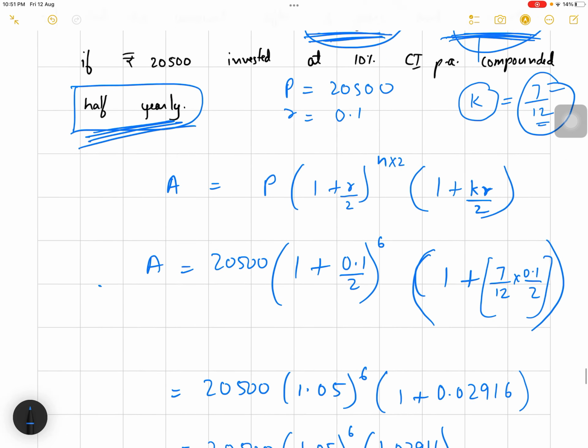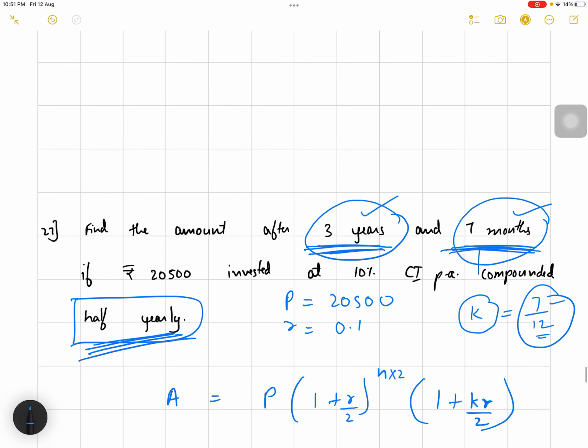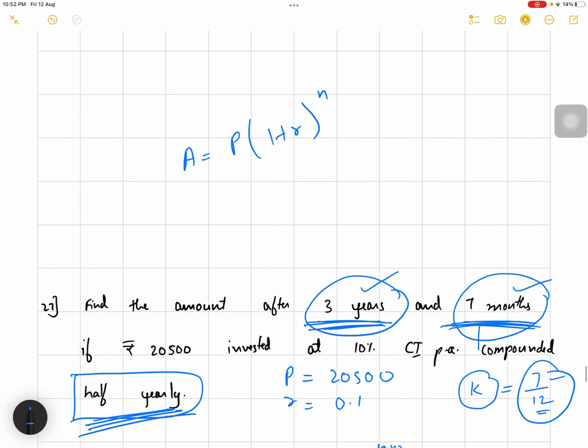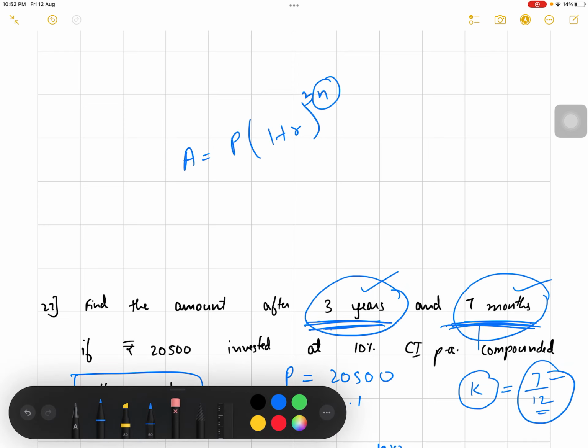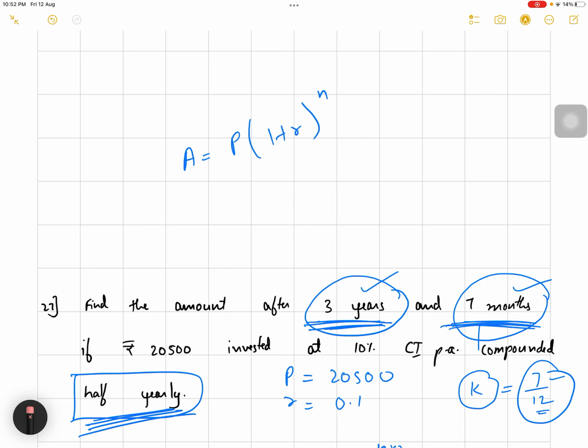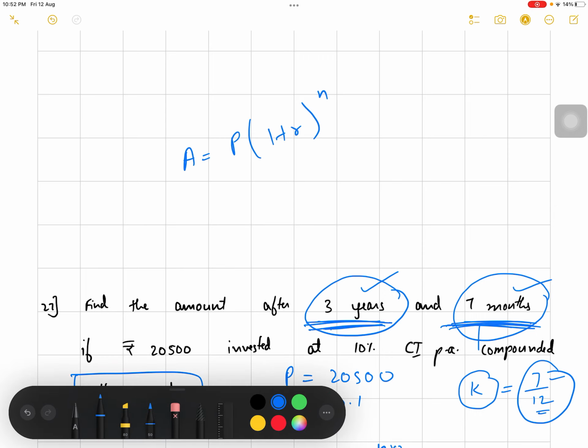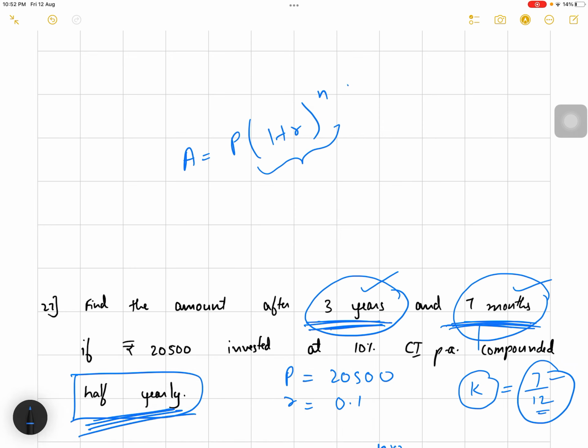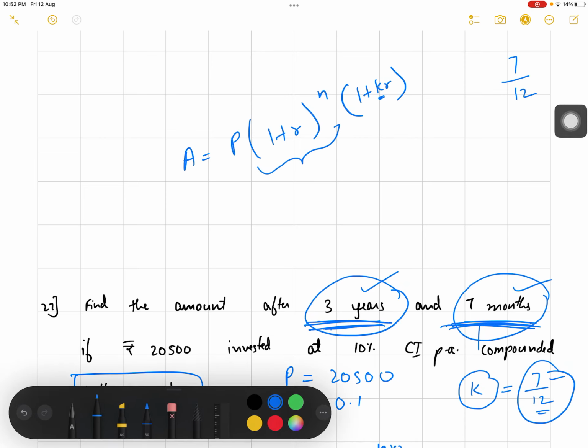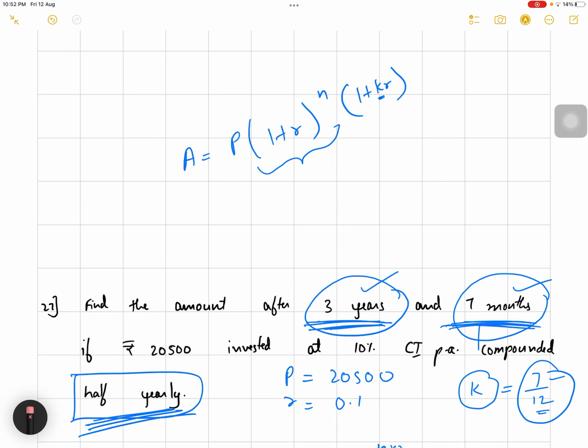Now when it comes to compound interest, I'll just repeat the formula again. A is equal to P into 1 plus R raised to n. Raised to n means number of years, right? If number of years is 2, you will do raised to 2. If it is 3, then raised to 3. But in this question it was 3 years and 7 months. So for 3 years, this is the bracket. For 7 months, you have to put it in another bracket, which is 1 plus KR, where K is number of months. Like if it is given 3 years 7 months, instead of K you will write 7 by 12. If it is 6 months, you will do 6 by 12. If it is 4 months, you will do 4 by 12.